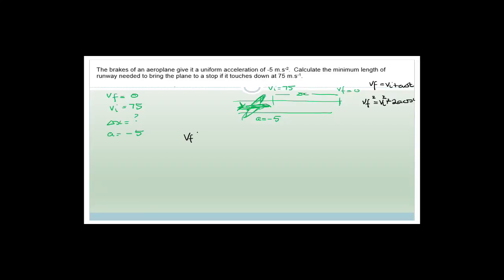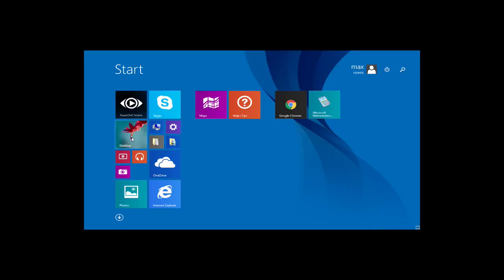So we can go VF squared is equal to VI squared plus 2a delta x. The final velocity is zero. The initial velocity is 75, which we're going to square, plus 2 times the acceleration, negative 5, and we want the delta x. So do you agree we're going to have minus 75 squared divided by negative 10 is equal to delta x? Oopsie, sorry. What happened there?